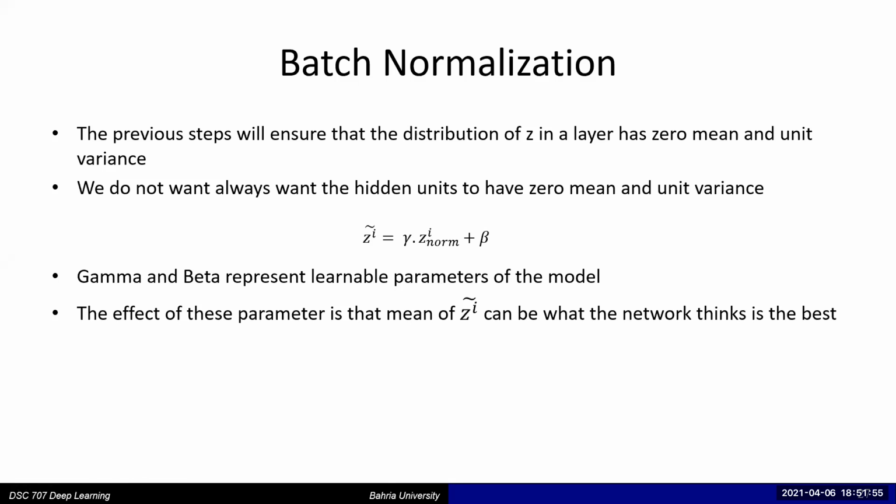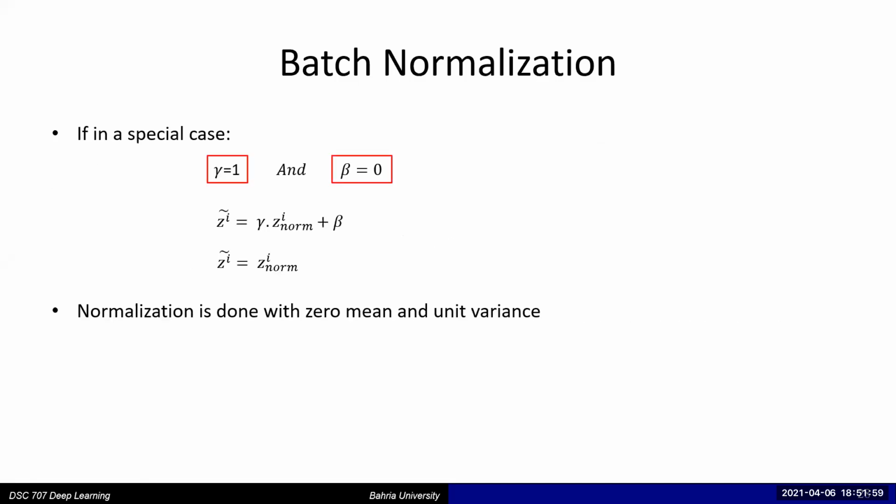For that, we introduce two additional parameters, which are beta and gamma. As I told you, now the network has flexibility. If it chooses gamma equals 1 and beta equals 0, then you are actually doing the standard normalization, which is zero mean and unit variance, right?